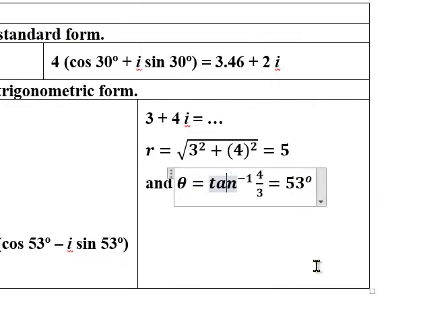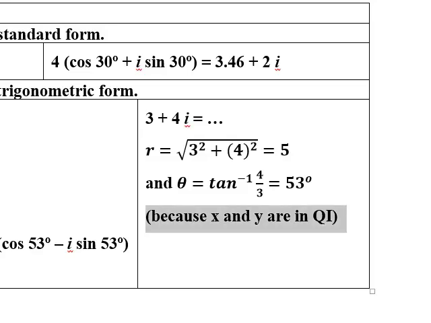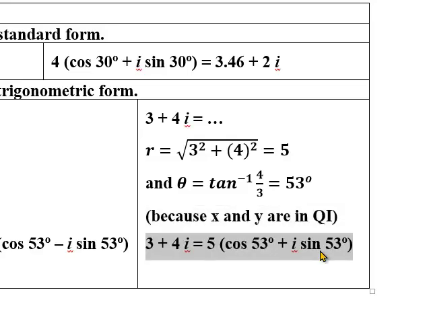All right, so 53 degrees, I don't think I have to type that into the calculator anymore because I already did. So 53 degrees in the first quadrant. There it is. And then this time around it's really straightforward. 3 plus 4i equals 5 times parentheses cosine 53 degrees plus i sine 53 degrees. And that is, to my knowledge, the very last thing I'm doing in this entire trigonometry class.